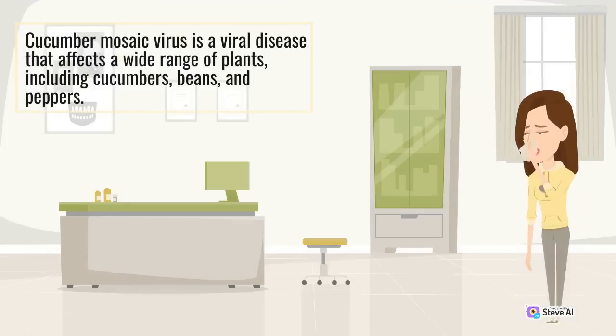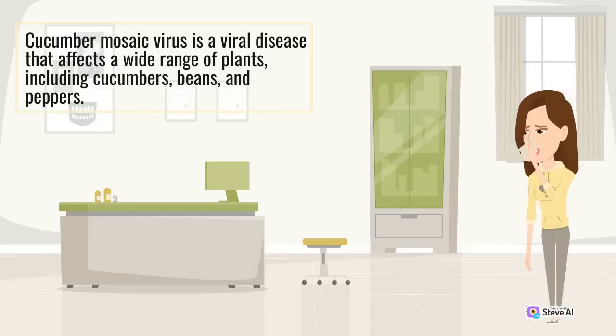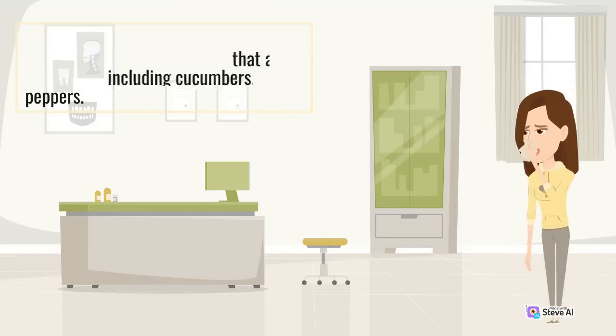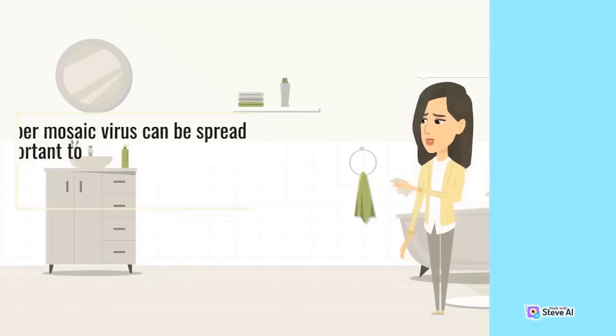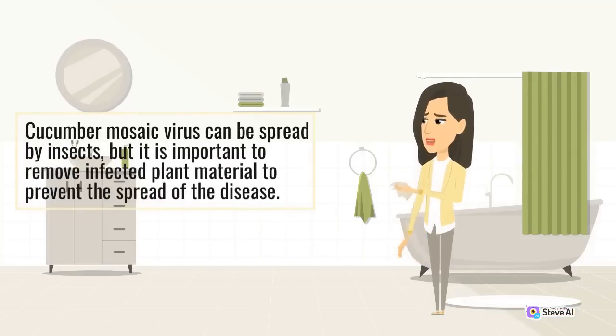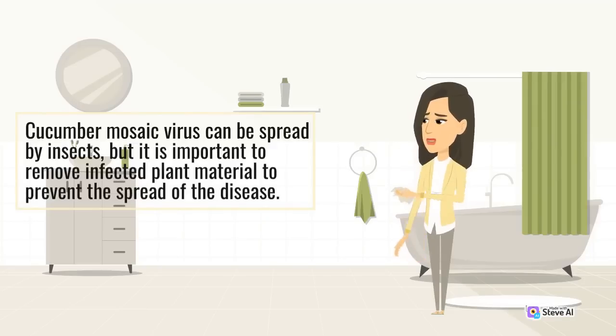Cucumber mosaic virus is a viral disease that affects a wide range of plants, including cucumbers, beans, and peppers. It is characterized by the development of mosaic patterns on the leaves and can lead to reduced plant vigor and yield. Cucumber mosaic virus can be spread by insects, but it is important to remove infected plant material to prevent the spread of the disease.